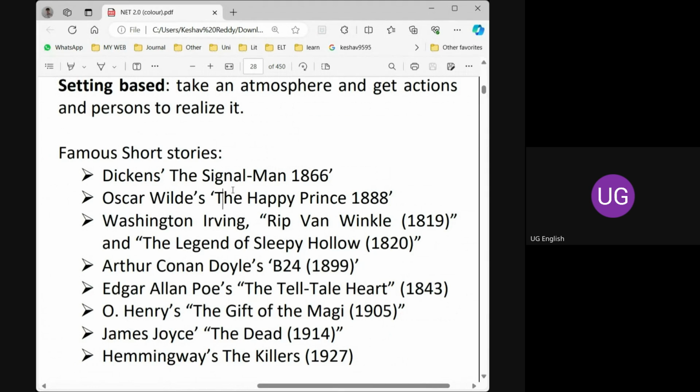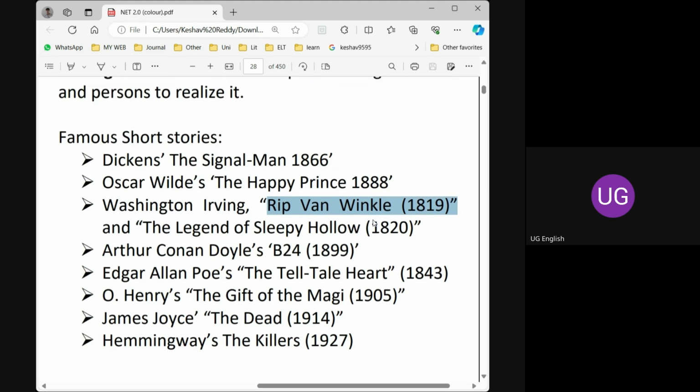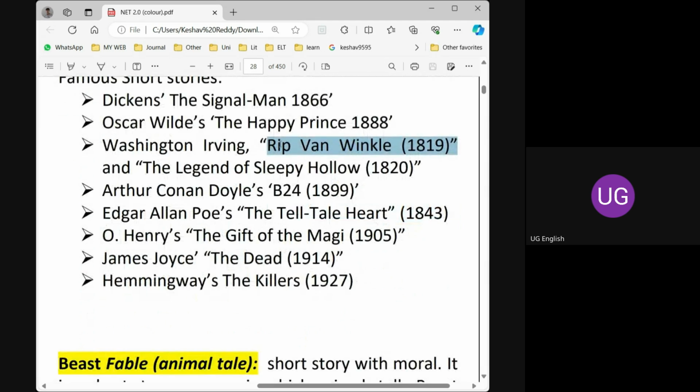So Dickens's The Signal Man, Oscar Wilde's The Happy Prince, Rip Van Winkle. This is a story of a man who drank a wine and slept on a mountain for 20 years. And after waking up, he finds everyone in his village had died. This is a very important story. This was included in the syllabus of 8th or 9th, I don't know exactly, in the previous textbooks.